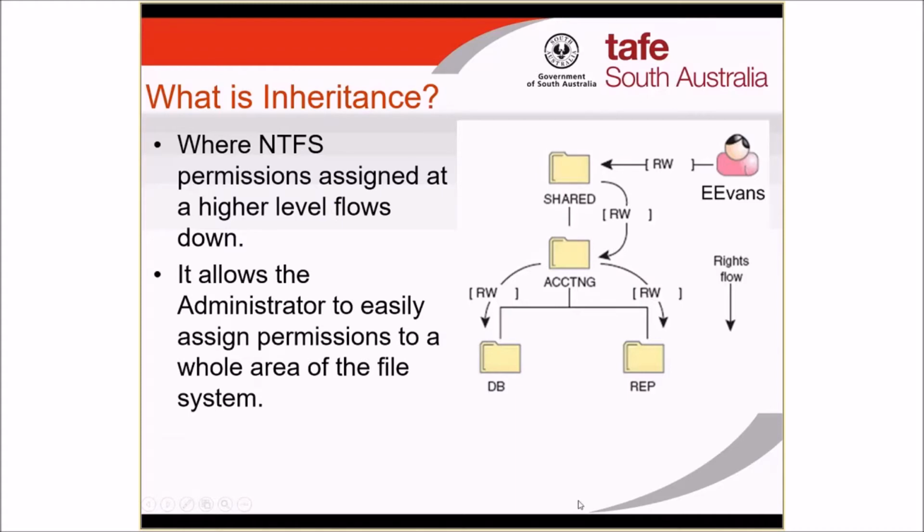It's just a bit like inheritance in your family. You know, your brother doesn't have brown hair because you've got brown hair. Your brother has brown hair probably because your parents have brown hair, okay?